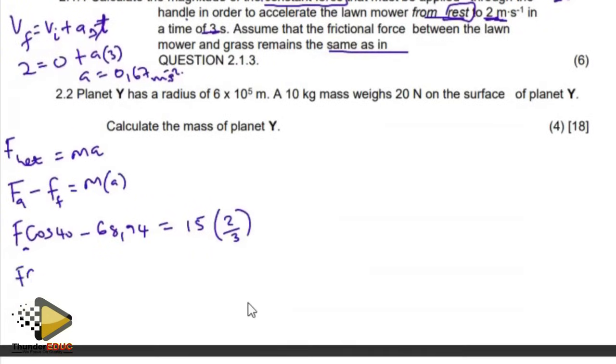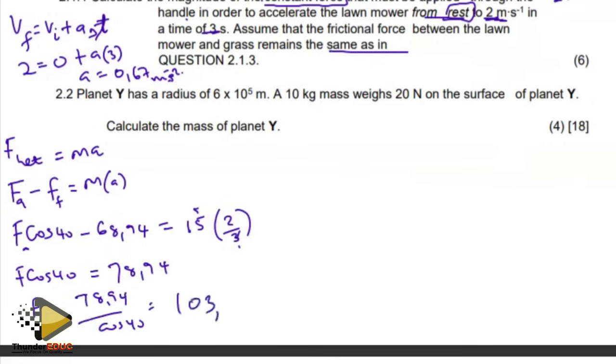So this is going to be F cos of 40 is equal to 10, because 15 by 3 is 5, so 10. When I add that, I'm going to have 78.94. And then when I divide both sides by the cos of 40, 78.94 divided by the cos of 40, I end up with 103.05 newtons. So that should be our force applied. All right, so that is that with that question. Then 2.2.